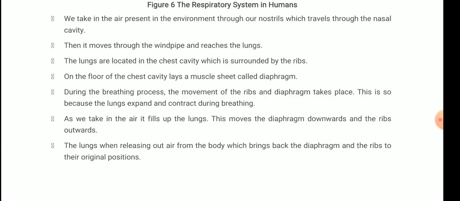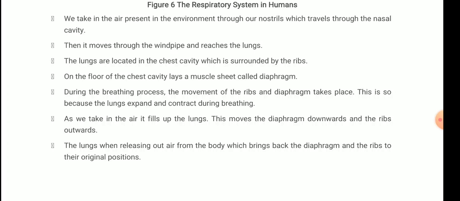So this is a comparison. Take a look at it again. We take in the air present in the environment through our nostrils, which travels through the nasal cavity. Then it moves through the windpipe and reaches the lungs. The lungs are located in the chest cavity, which is surrounded by the ribs. On the floor of the chest cavity lies a muscle sheet called the diaphragm. During the breathing process, the movement of the ribs and the diaphragm takes place. This is so because the lungs expand and contract during breathing.